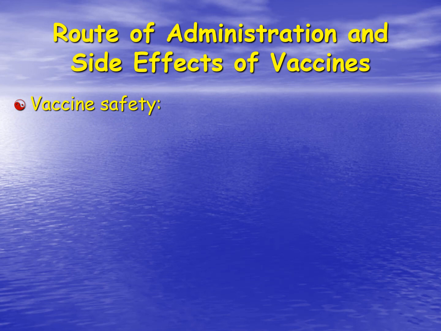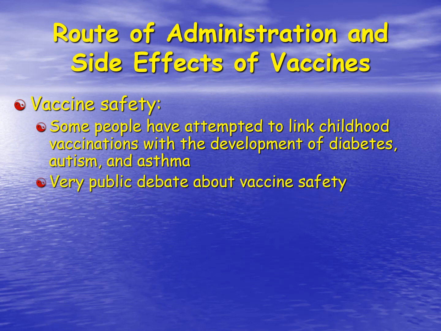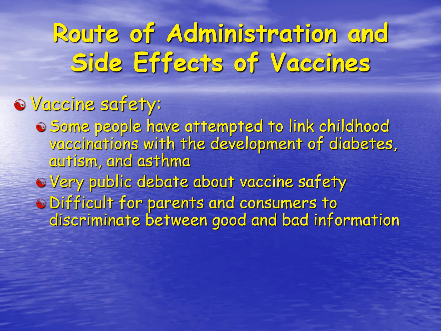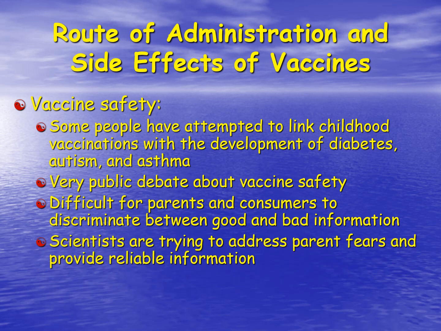So we're very concerned about vaccine safety, and some people have attempted to link childhood vaccinations with the development of certain diseases, including diabetes, autism, and even asthma. And there's been a very public debate over vaccine safety. It is difficult for parents and consumers to discriminate, oftentimes, between good and bad information that is out there in the world. Scientists are trying to address parental fears and provide reliable information.